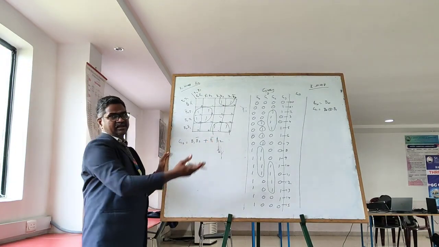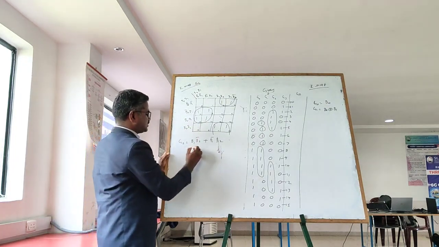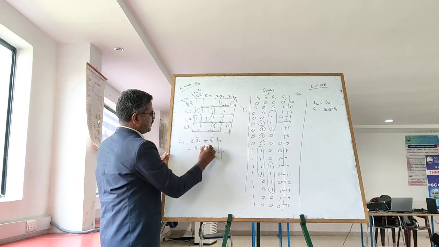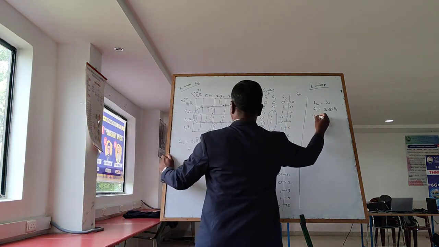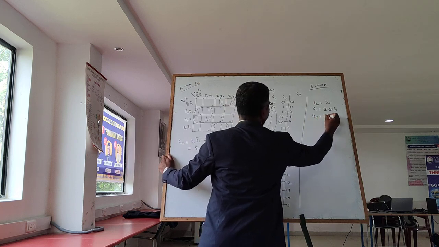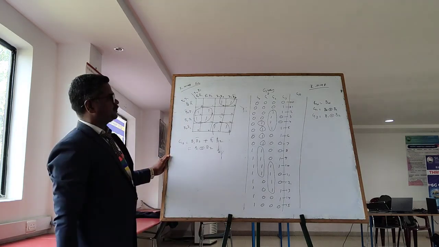So again this is like A B bar plus B A bar, an XOR gate. So it can be replaced as B1 XOR B2. Right? So what is the output of G2? G2 is nothing but B1 XOR B2. Right?